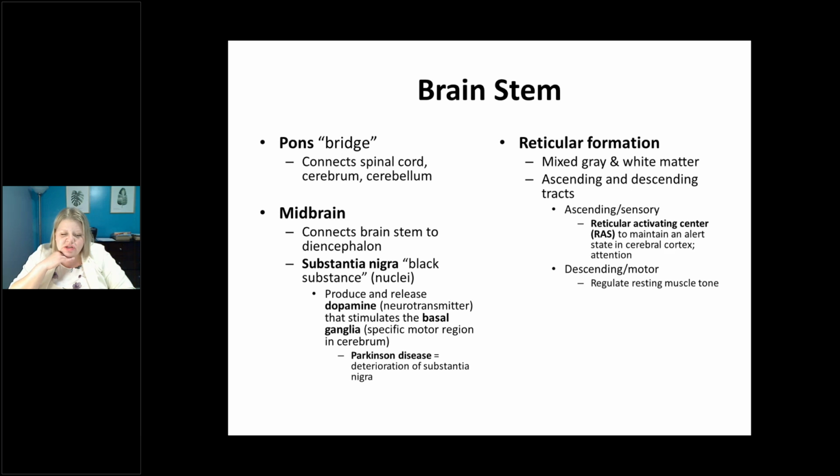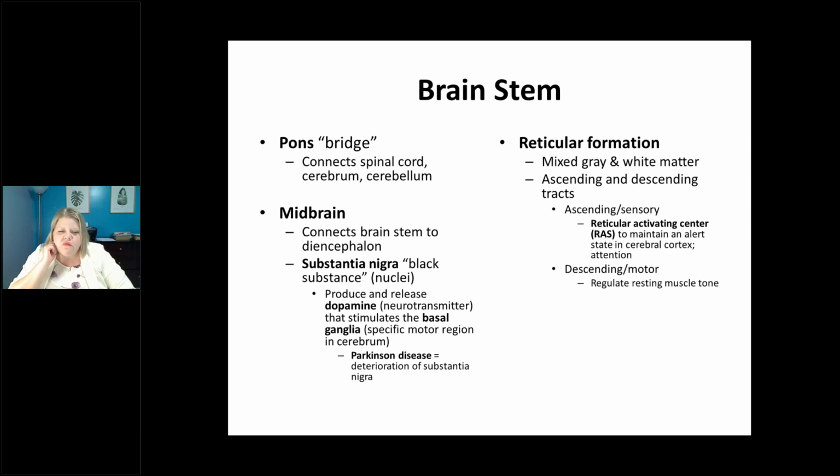And this is actually what Parkinson's disease is. There's a deterioration of the substantia nigra, and so there isn't enough dopamine being released to actually stimulate the basal ganglia. So you end up having symptoms like severe muscle tension, facial masking, and tremors. And those with Parkinson's disease have to take a medication that increases their dopamine levels.